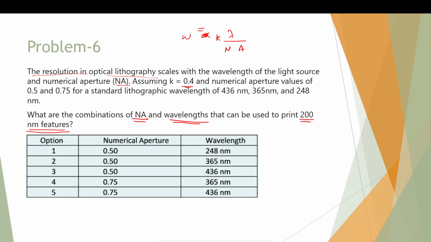Can you guys try and let me know? We have already discussed this formula, so it's just formula substitution. Which numerical apertures and wavelengths can we use to get a print of 200 nanometer features?